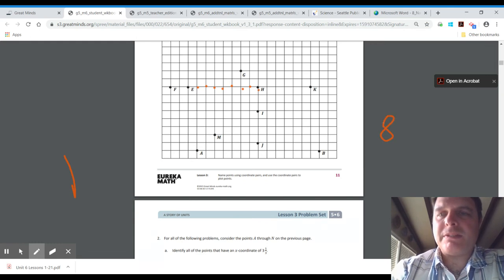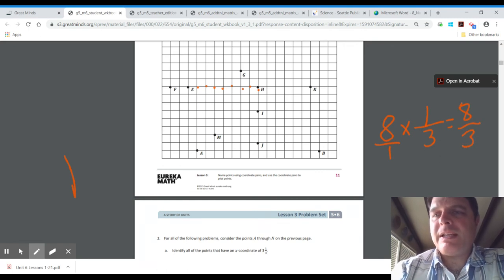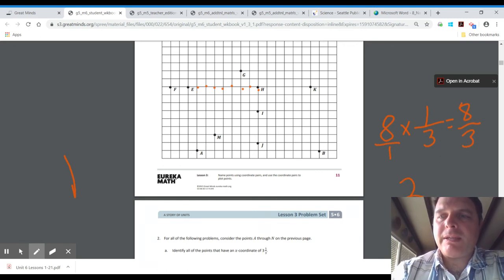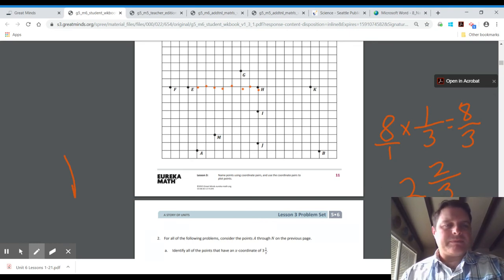Since it's 8, and we know that each of those blocks is worth 1/3, 8 times 1/3. Remember, put your 1 under there, and that's going to be 8 over 3. And 3 goes into 8 2 times, and that's going to be 6. And there's 2 left over. Okay. 2 2/3 is the distance between E and H. Okay, EH. All right, and that's a line segment.